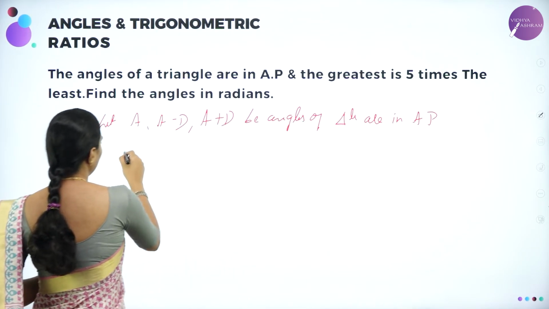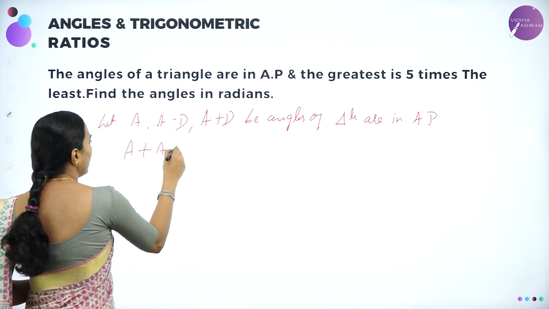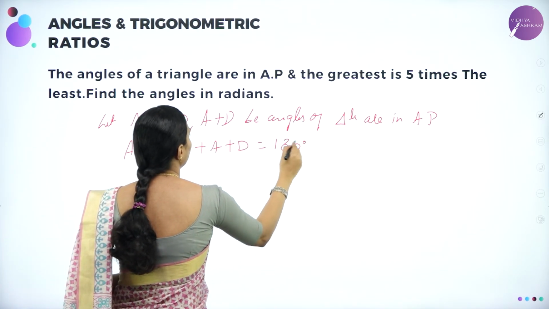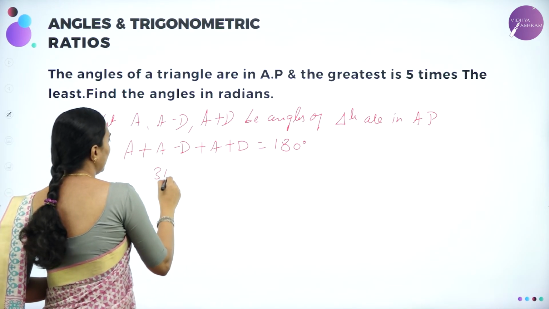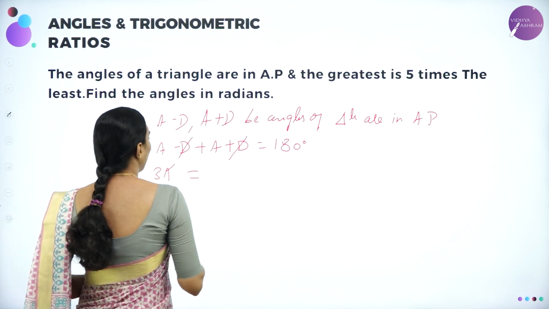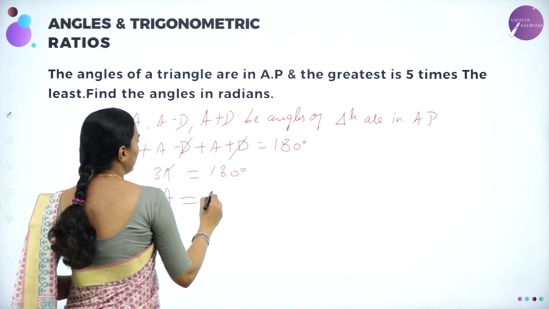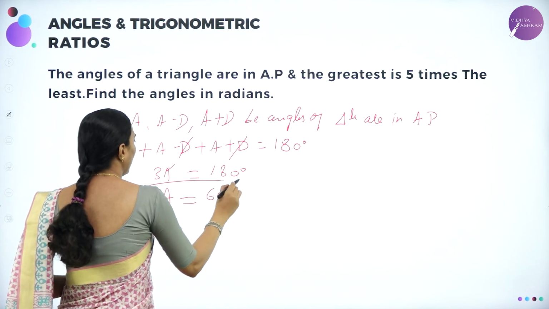Therefore, we know that A plus A minus D plus A plus D will be giving you 180 degree. So for solving this, 3A will be equal to 180 degree. Otherwise, A will be equal to 180 by 3, which is nothing but 60 degree. So A is 60 degree here.